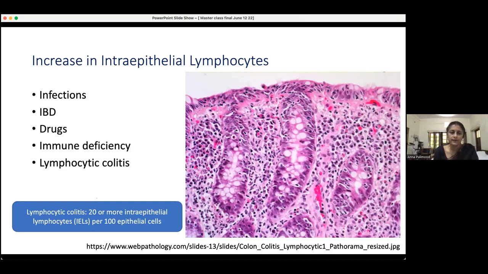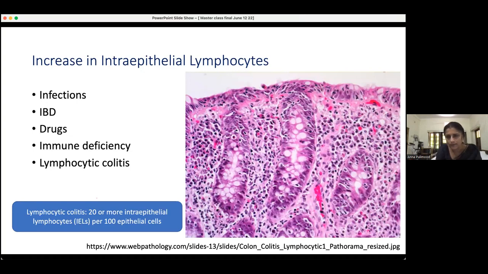Lymphocytes can increase in various inflammatory conditions. Lymphocytic colitis is a disorder where there are 20 or more intraepithelial lymphocytes per 100 epithelial cells. To count the intraepithelial lymphocytes, I will decide on a point in the epithelium where I will start counting. First, I will count the total number of epithelial cells on the surface.